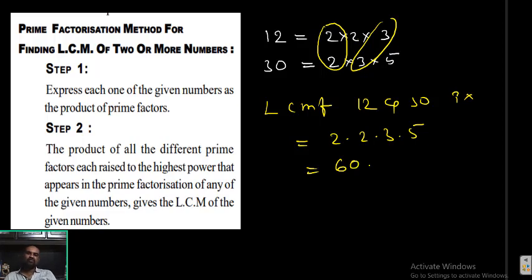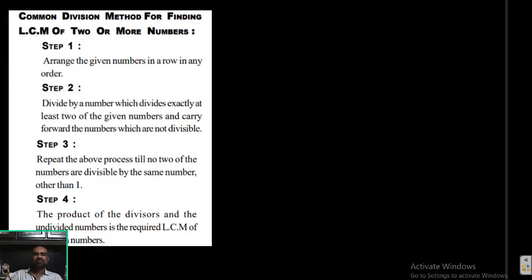Okay, observe what we should do. First of all, we group the common prime factors. After that, the product of all prime factors gives the LCM with one condition: after grouping the prime factors, those should be taken once. So that is the meaning. Clearly here, finding LCM of two or more numbers. Step 1: express each of the given numbers as a product of prime numbers. The product of all the different prime factors, each raised to the highest power that appears in the prime factorization of any of the given numbers, gives the LCM of the given numbers. Okay. Next, division method.